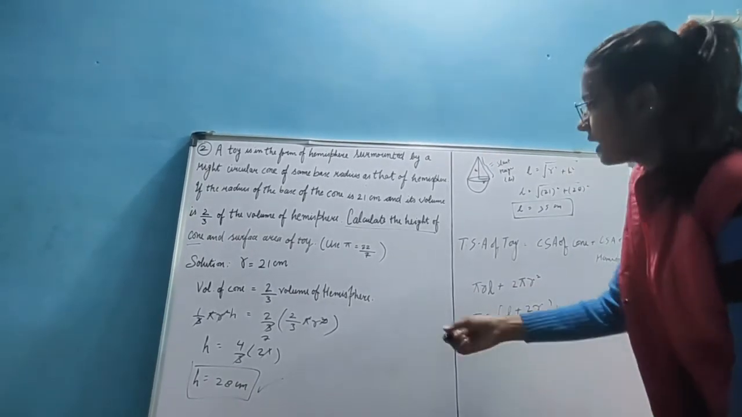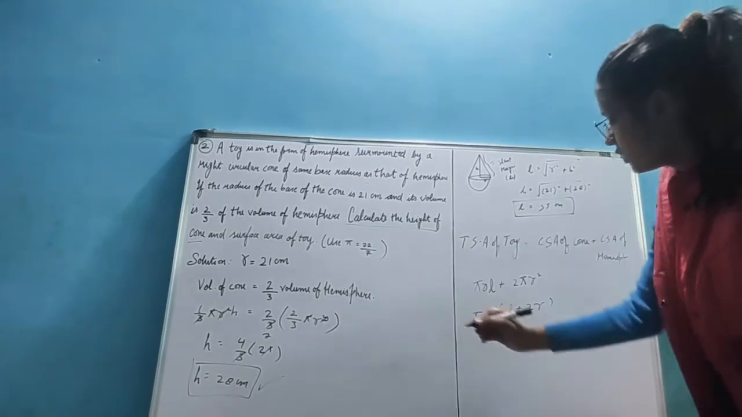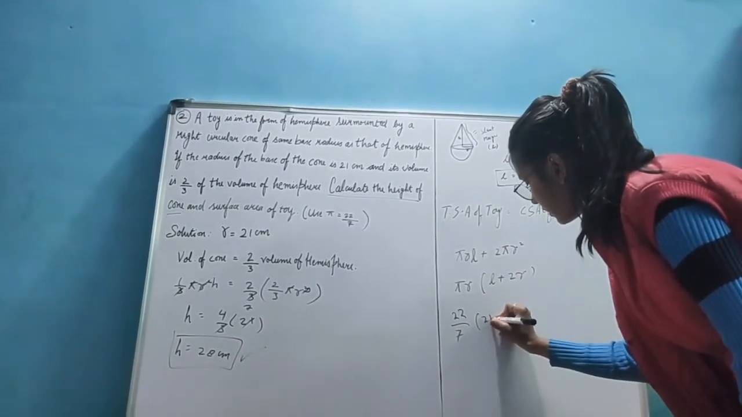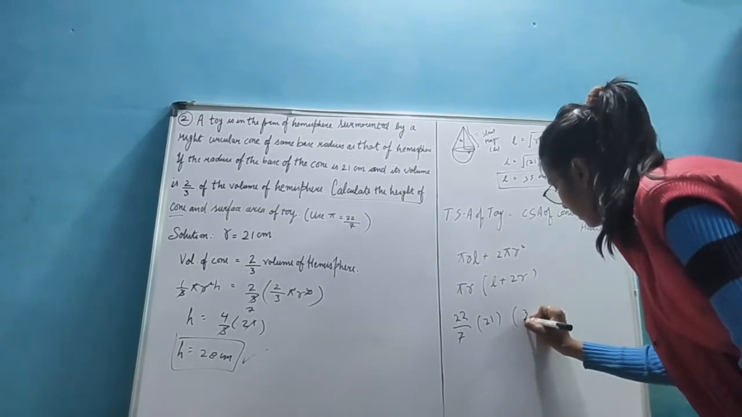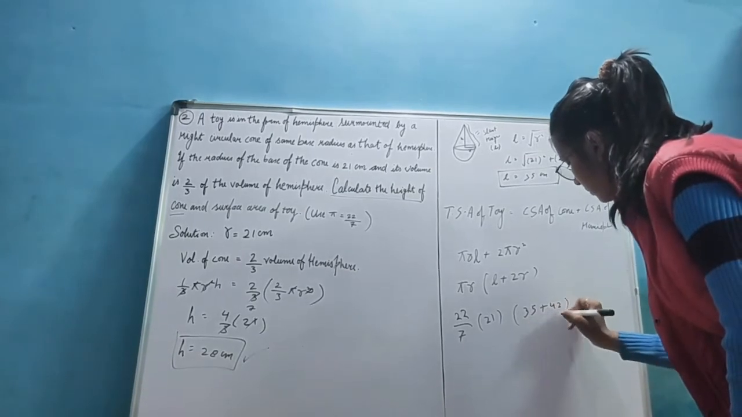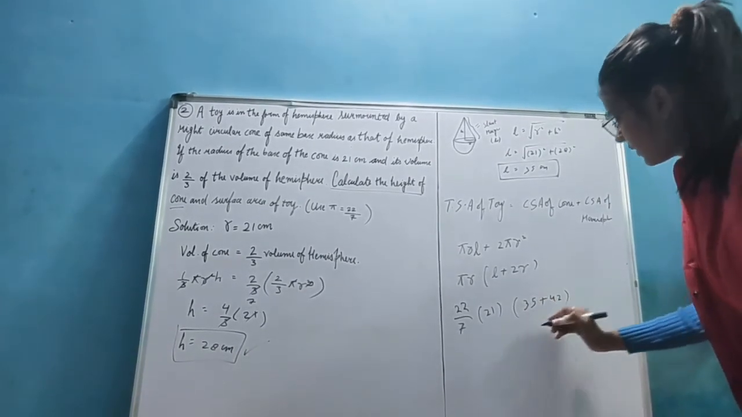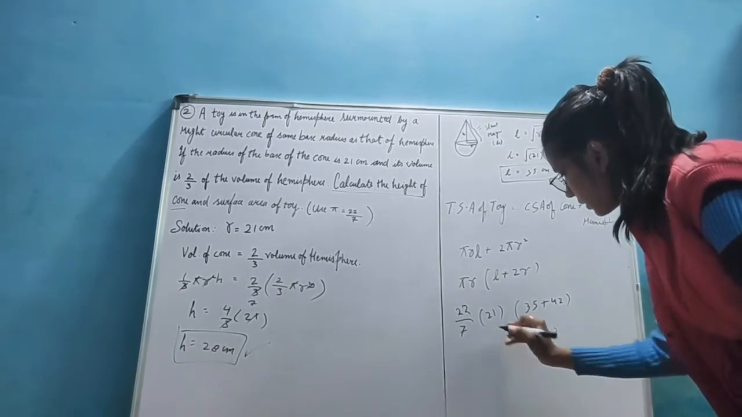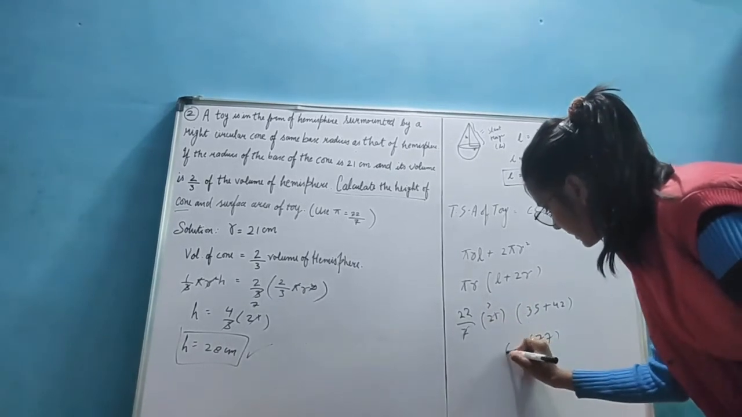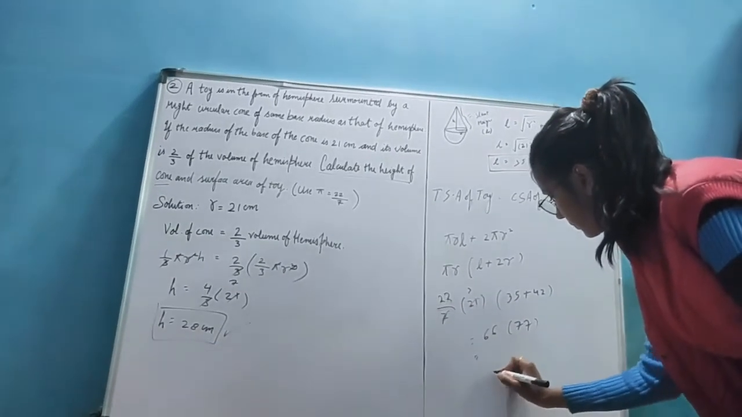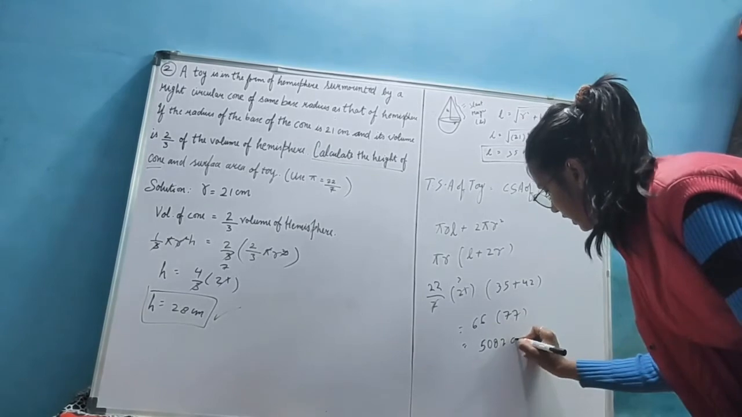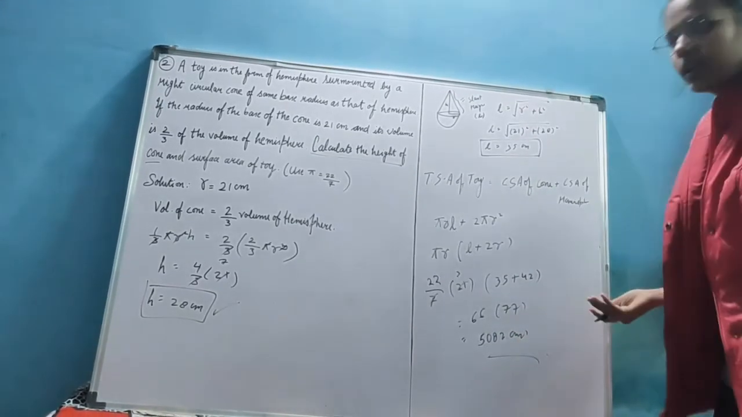Okay, it's correct. And it is given that pi we have to use 22/7. So 22/7, and r is 21, L is 35, and 2r, 21 into 2, gives 42. 35 plus 42 is 77. 7 3s are 21, and 22 into 3 is 66, 66 into 77 gives rise to 5082 centimeter square. So here our question completes.